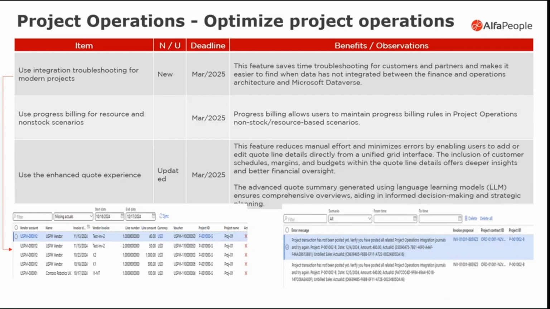And the last one here, use the enhanced quote experience. This is a more intuitive quoting process that lets users update quote lines directly in a unified grid. So this will save time and reduce manual errors. So with added visibility into customer schedules, margins, and budgets, this feature supports smarter financial decisions. Plus, summaries generated with language models offer clear overviews to guide the planning.